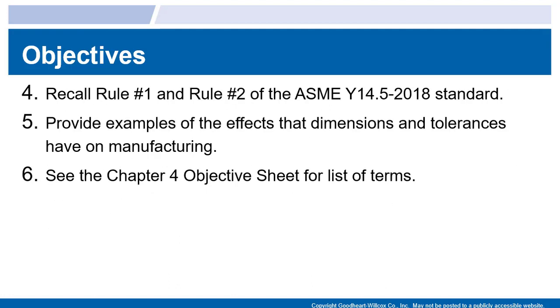Number 4, we're going to introduce Rule number 1 and Rule number 2 of GD&T, the ASME Y14.5 2018 standard. And number 5, we're going to provide examples on the effects that dimensions and tolerances have on manufacturing. And then please see your objective sheet for the terms that we're going to look at in this lesson.